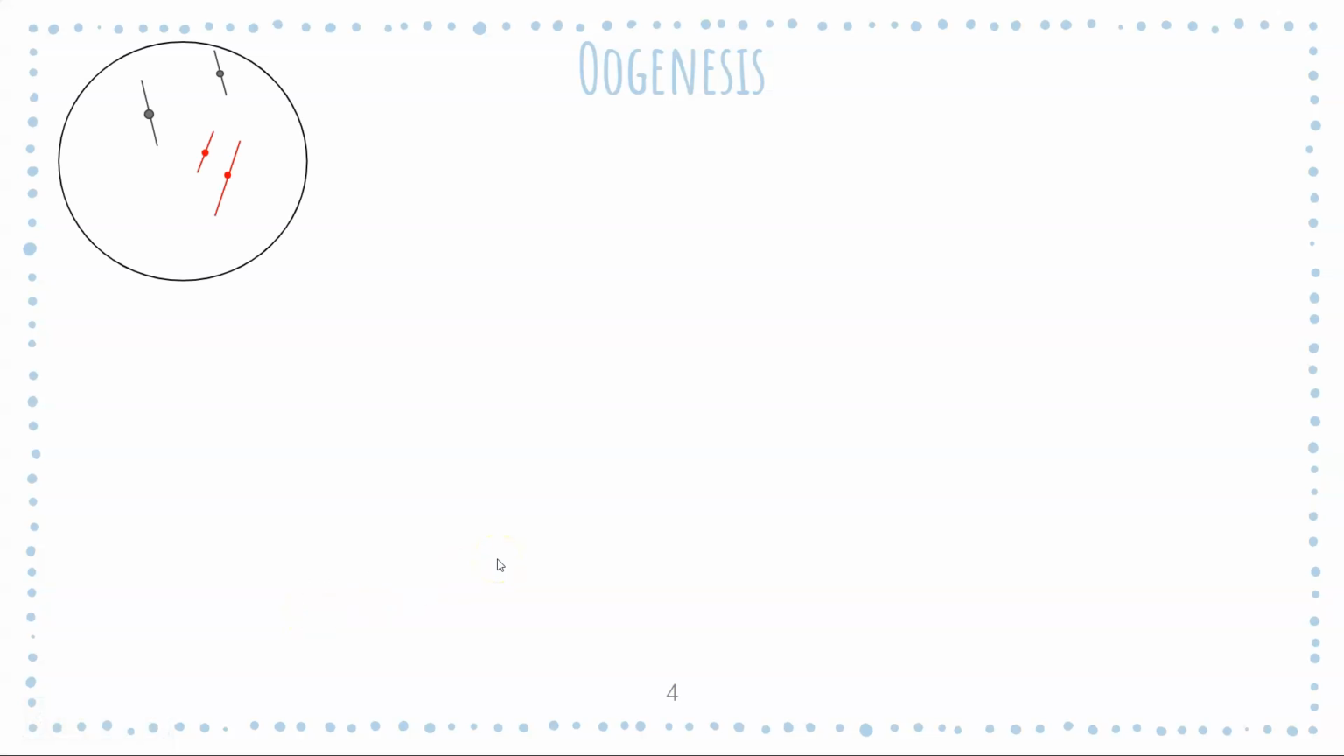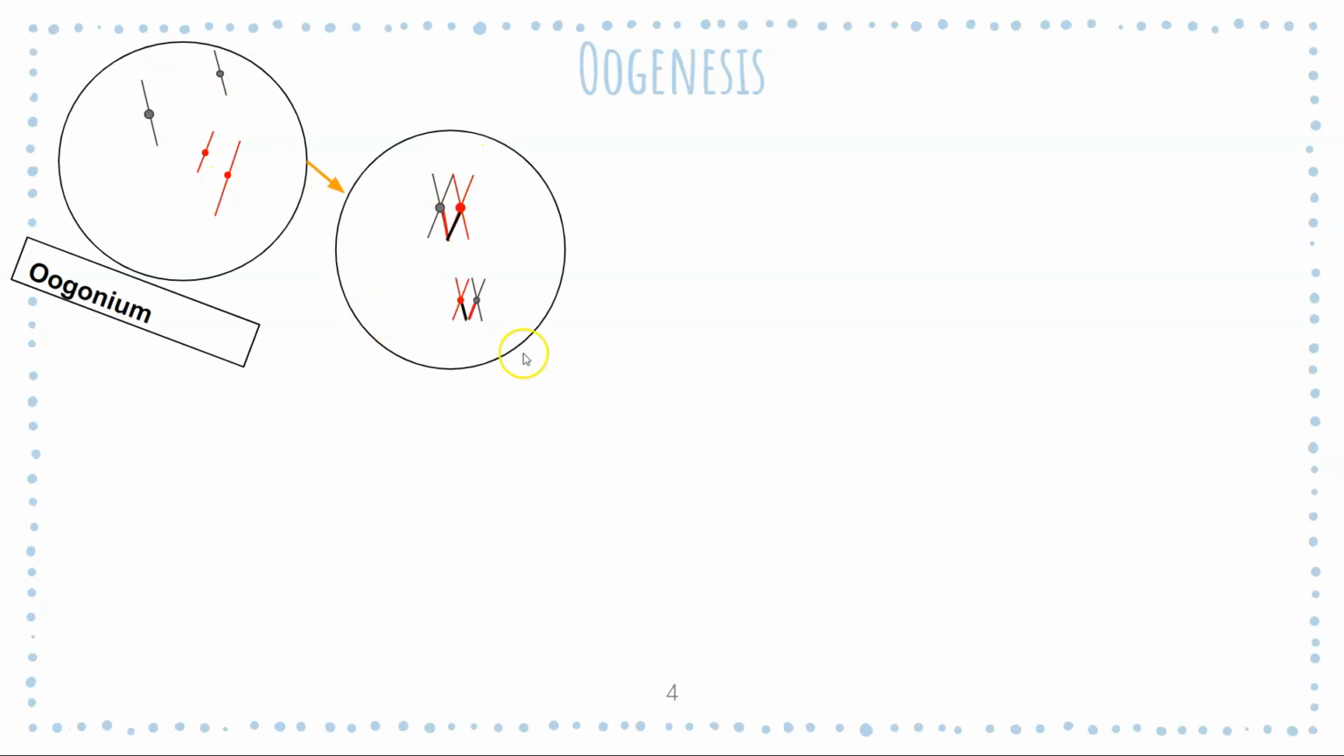Now we're going to talk about oogenesis. Oogenesis is the development of an egg in the female reproductive system. So what we have here is the oogonium. The oogonium is just representing the ovum, or what we're developing as a follicle. Again, it has 4 chromosomes in it, and then they replicate.